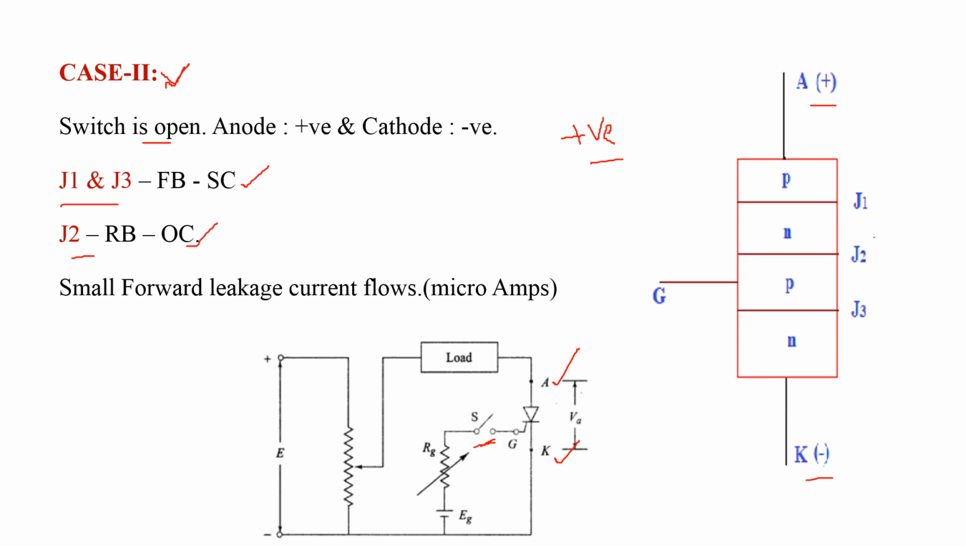Due to the reverse biased junction J2, there is no possibility for current flowing from anode to cathode, but due to the presence of minority charge carriers, there is a possibility for a small amount of forward leakage current, of the order of microamperes, flowing from anode to cathode. Okay, this is about the second case. In the second case, we apply the positive voltage between anode and cathode by keeping the switches open, so a small forward leakage current flows from anode to cathode.